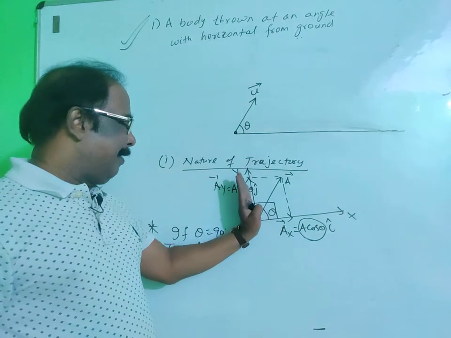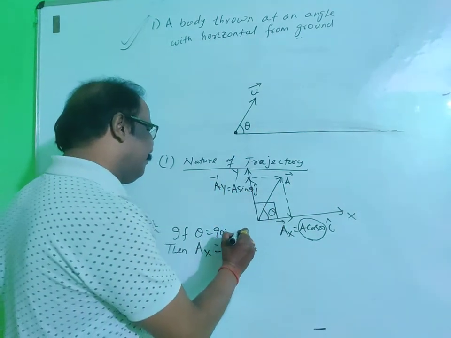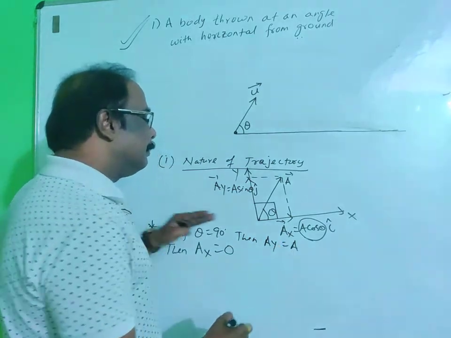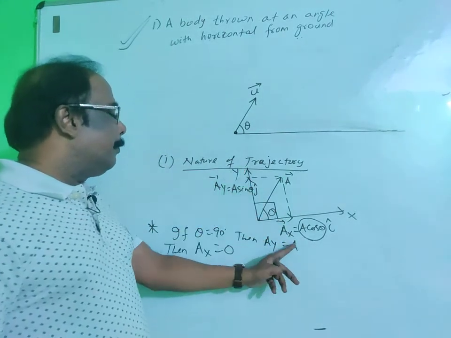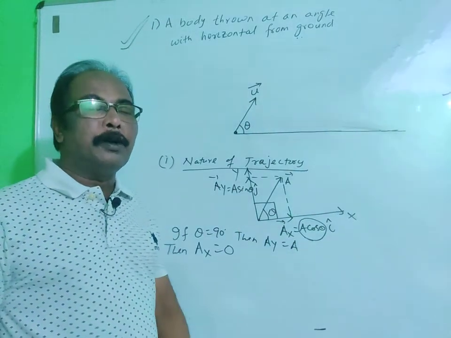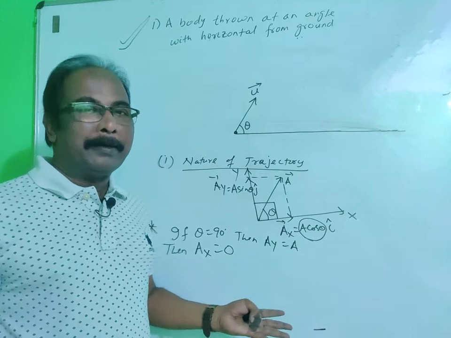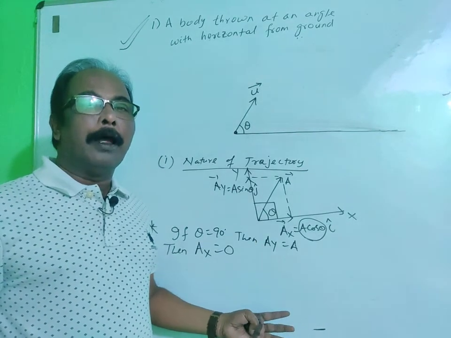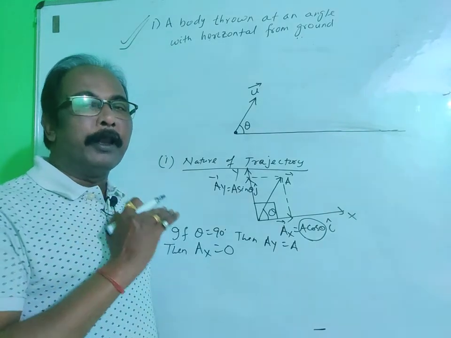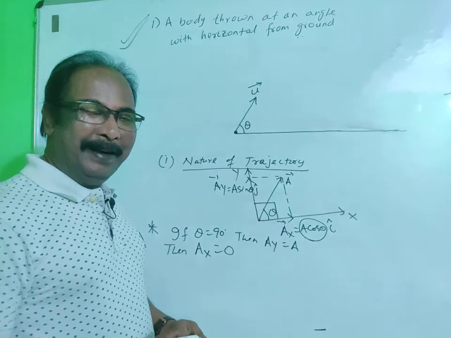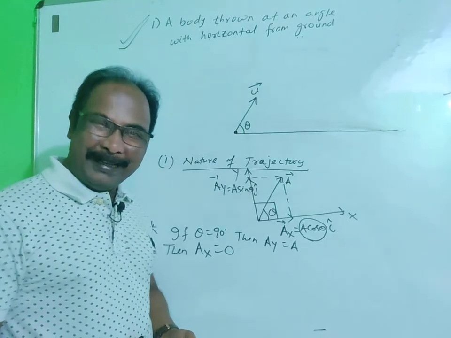If theta is 90 degrees, then Ay is equal to A, and the component along the x axis is 0. Just remember, a vector has no component at an angle of 90 degrees to its own direction. First these two concepts, then we will go to the derivation to get the nature of trajectory.